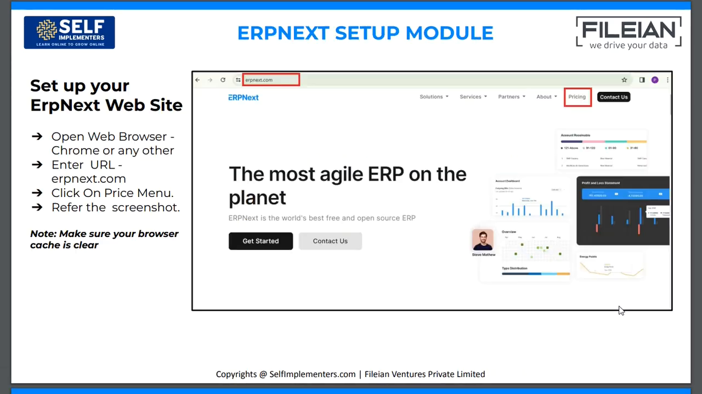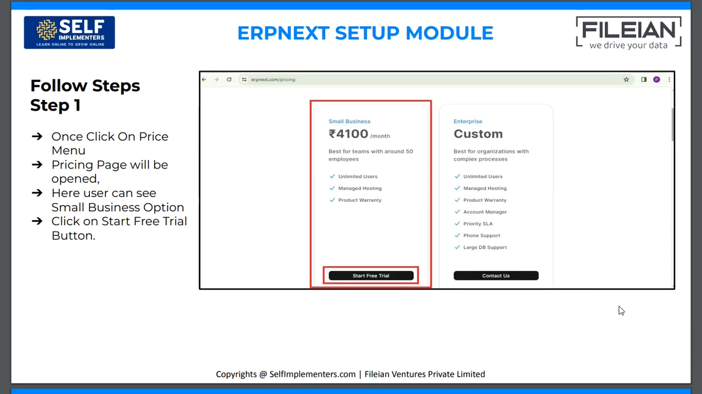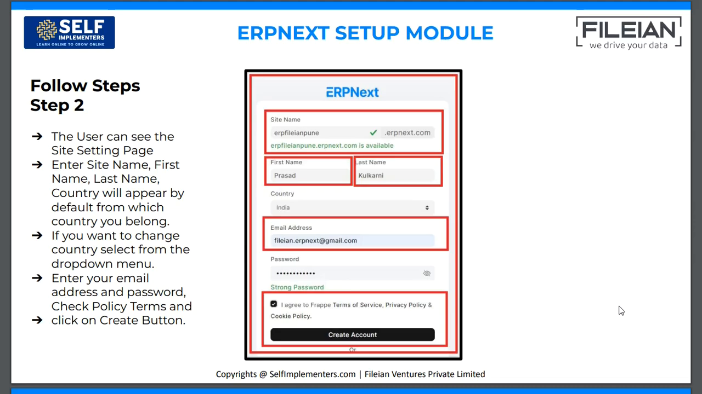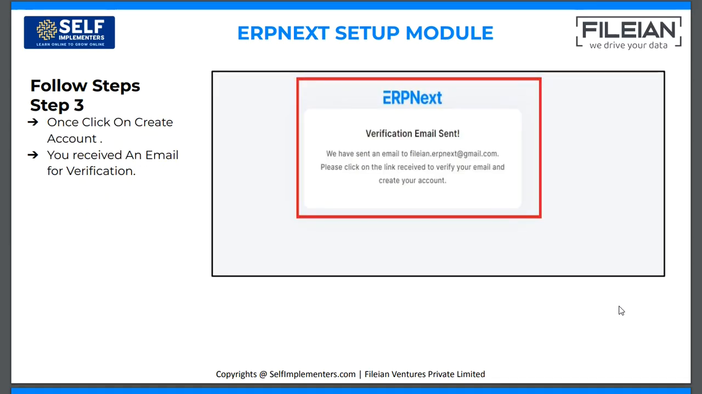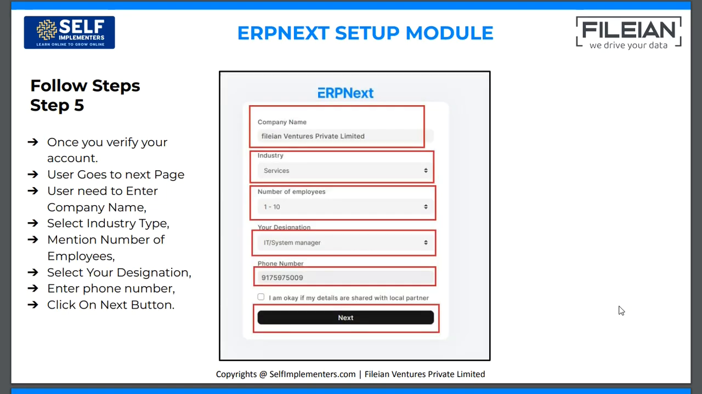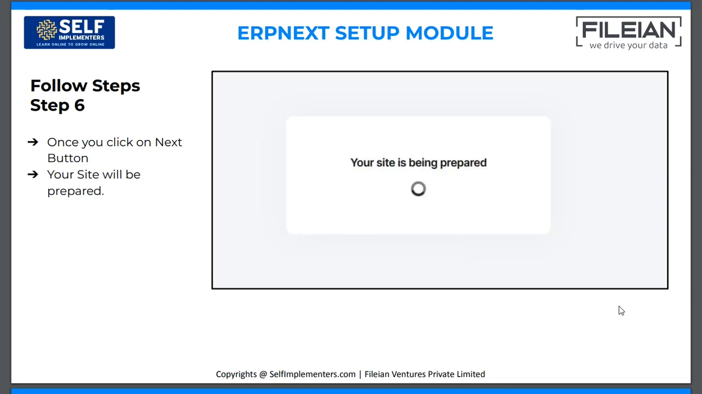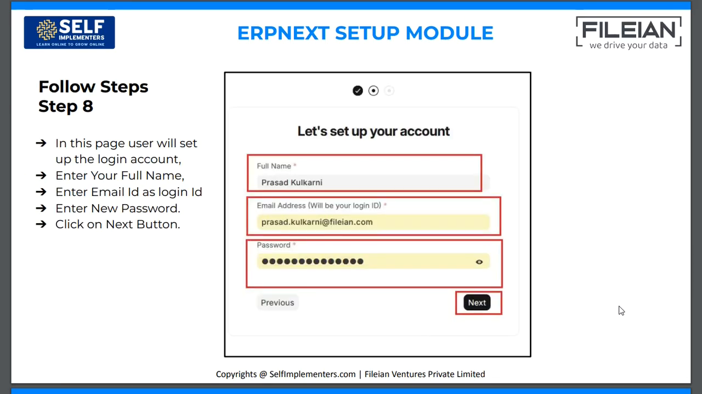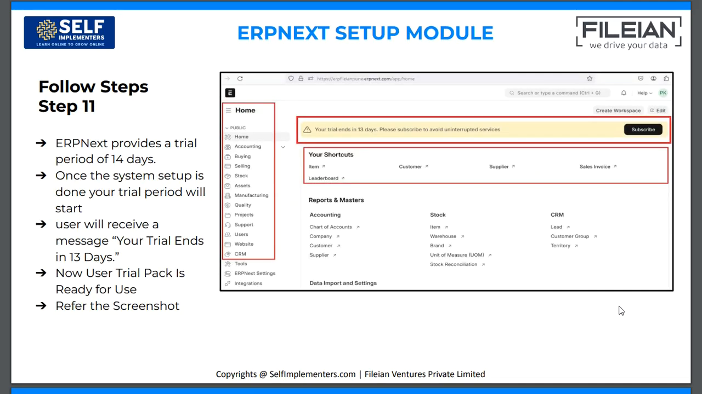In this video tutorial, we will see how we can set up our ERPNext website. We will check the packages available and how we can set a free trial setup. Then we will also add some information to our setup. We will verify our email account, and then we will check the details. We will set some contact information, and then our site will get prepared for the use of the ERPNext application. So this way we can set up our ERPNext website.